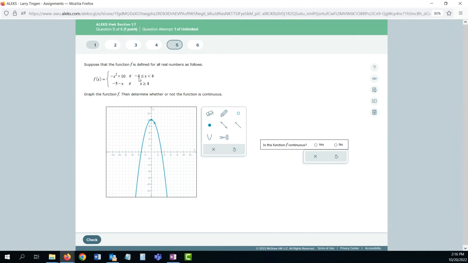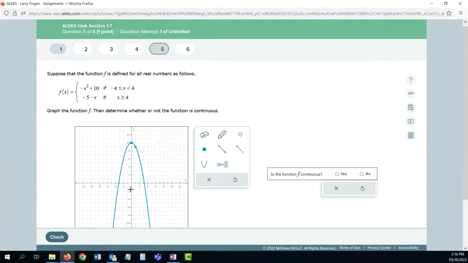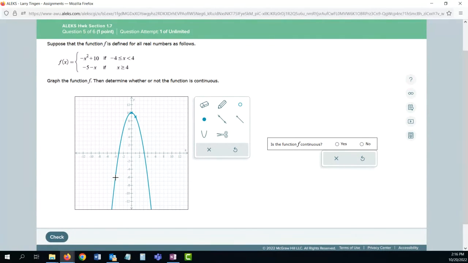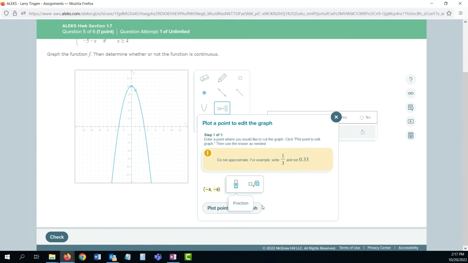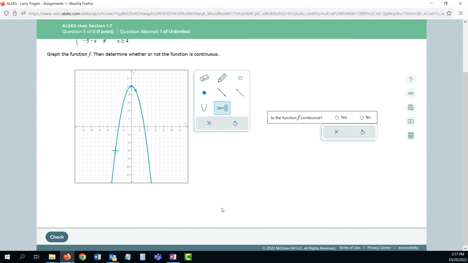What is f of x when x is negative 4? Negative 4 squared is positive 16. Positive 16 times negative 1 is negative 16. Negative 16 plus 10 is negative 6. So do I have 4 negative 6? Yep. And there it lines up. So what it's going to do is create a point at negative 4, negative 6. And it's going to plot it.